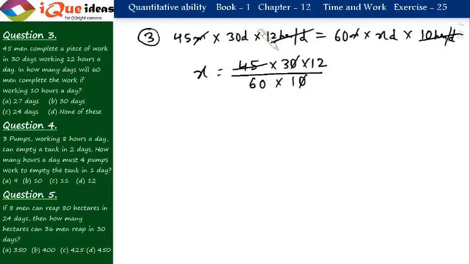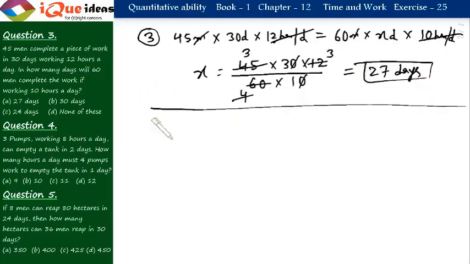Alright, so 0 and 0 get cancelled. 15 cancels 45 3 times, and 60 4 times. 4 cancels 12 3 times. So 3 into 3 into 3, that is 27 days is the answer of this question. So these are simple questions, very, very simple questions.